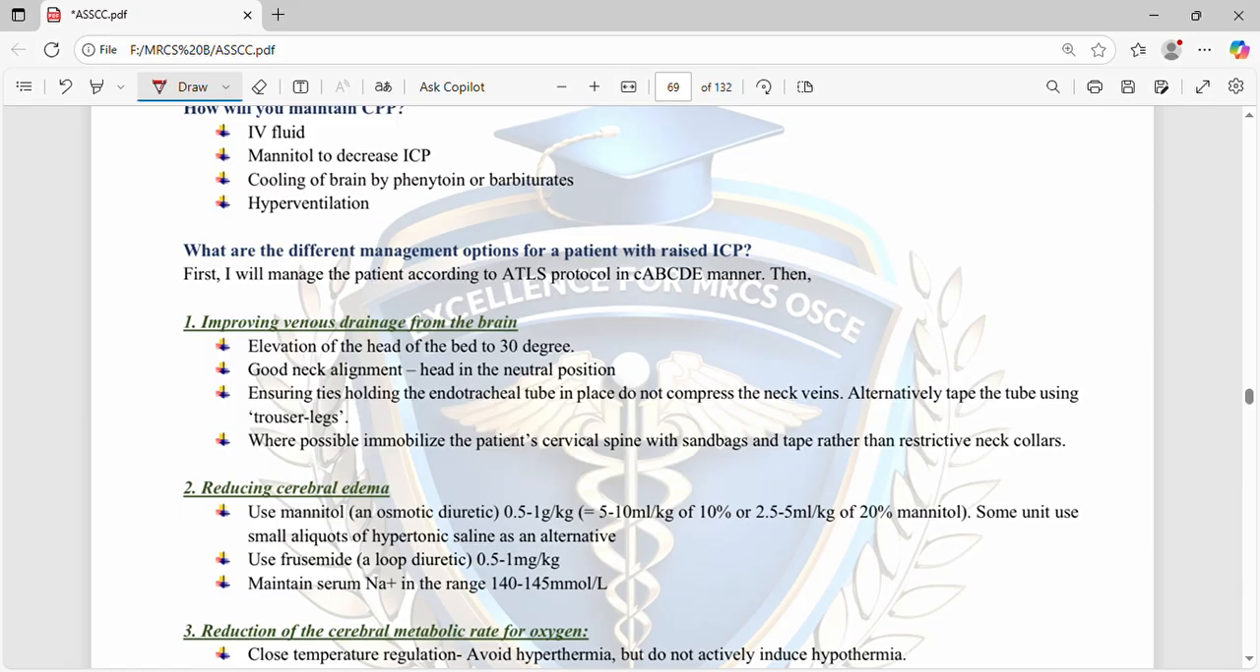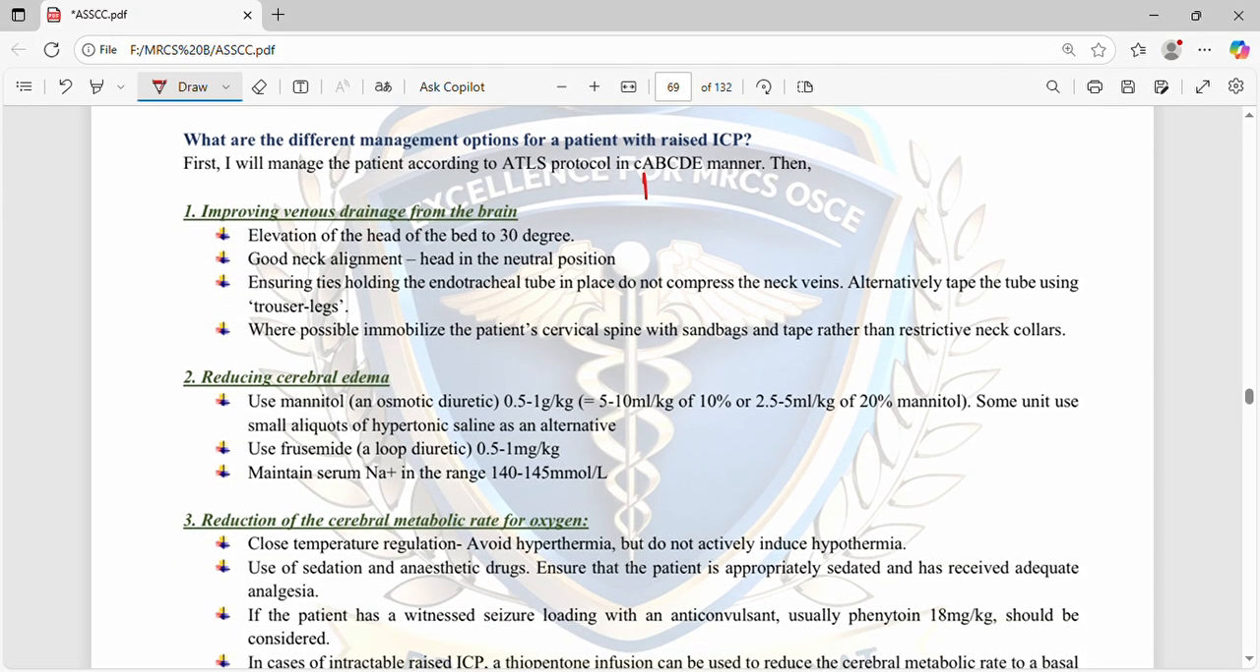So if there is bleeding, I will first take control of it. This is for C. And then in the ABCD manner, improving venous drainage from the brain: elevation of the head of bed to 30 degrees, good neck alignment, head in the neutral position, ensuring ties holding the endotracheal tube in place do not compress the neck veins. Alternatively, tape the tube using trouser legs. Where possible, immobilize the patient's cervical spine with sandbags and tape rather than restrictive neck collars. It can also cause pressure sores as well.